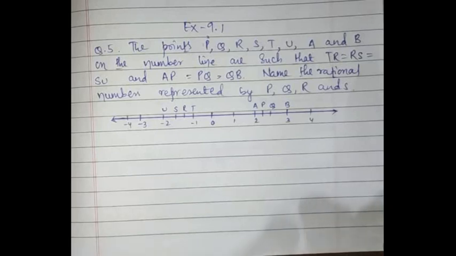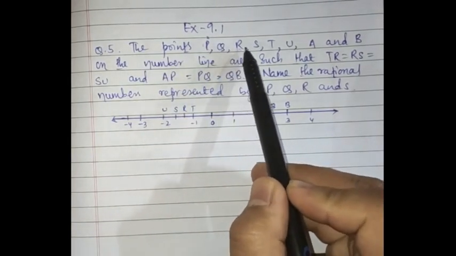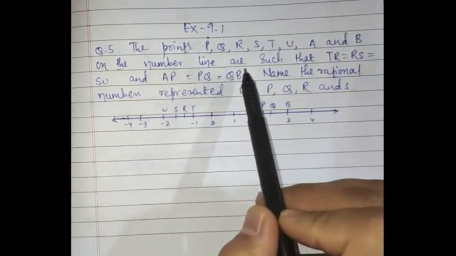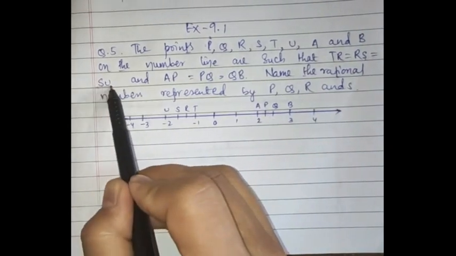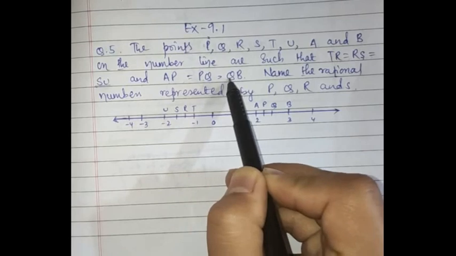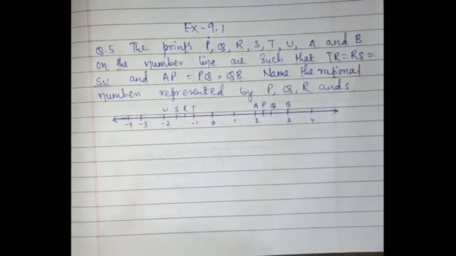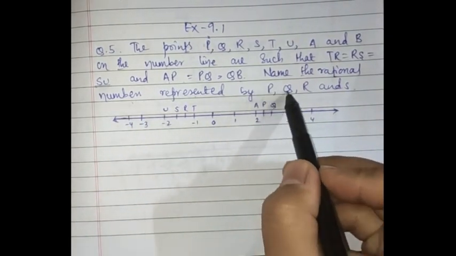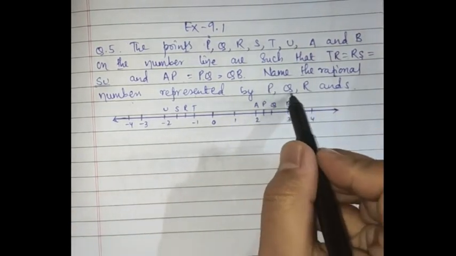Okay, students, here we have the next question, that is question number 5. The question states that the points P, Q, R, S, T, U, A and B on the number line are such that TR is equal to RS is equal to SU and AP is equal to PQ is equal to QB. Okay, so name the rational numbers represented by P, Q, R and S.